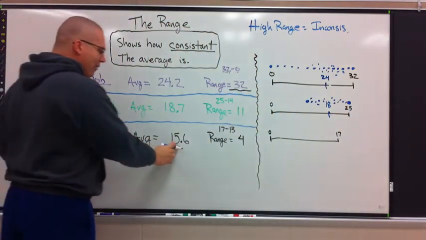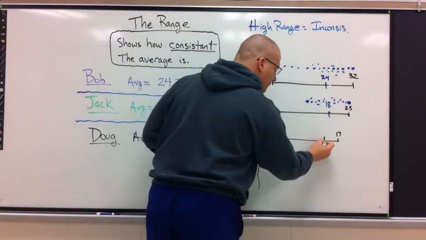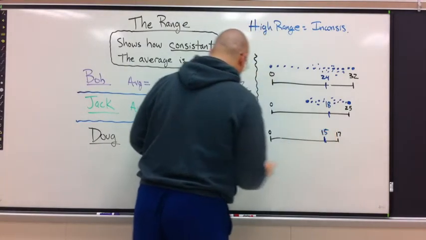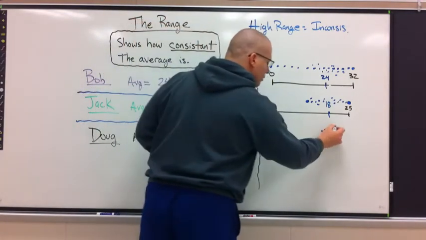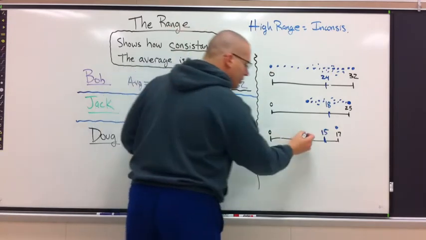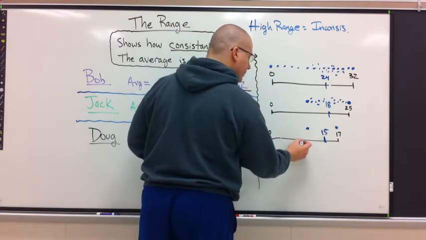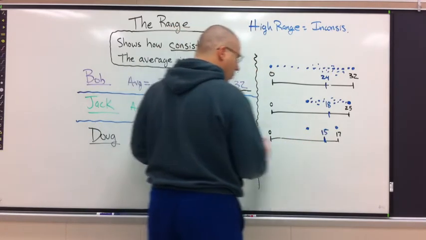Doug is the last one. He averages 15.6 points. His highest was 17. His lowest was only 13. Take a look, his range is 4.